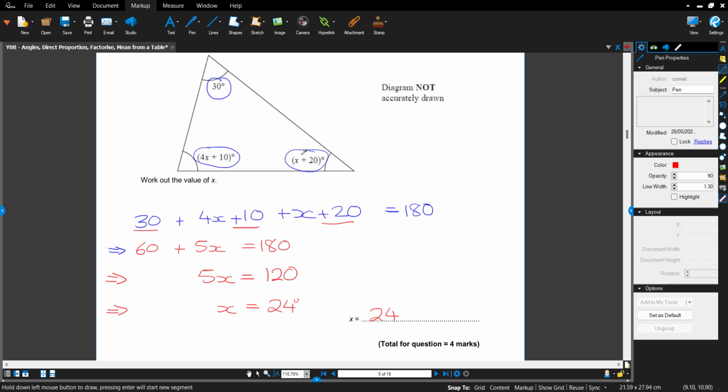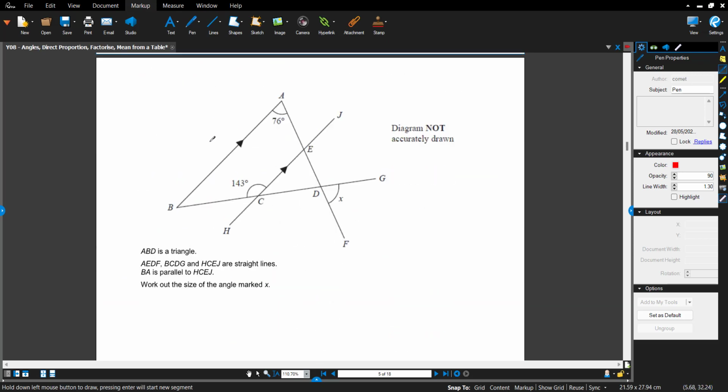So let's check it. 30 plus 4 times 24 is 96, plus 10 is 106. So 106 plus 74 is 180. Now, this is actually 106 degrees when you add up. That's 30 and that's 44 degrees. Now, that doesn't look like 106 degrees. It's less than 90, but it says diagram not accurately drawn, okay? The maths adds up. Oakley dokley.